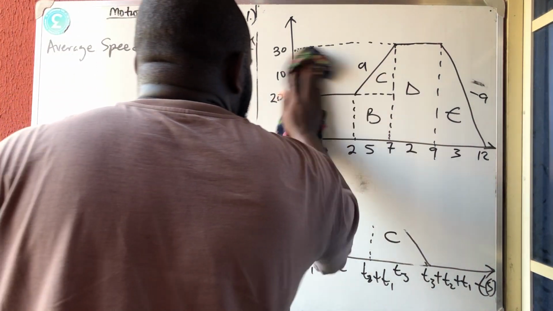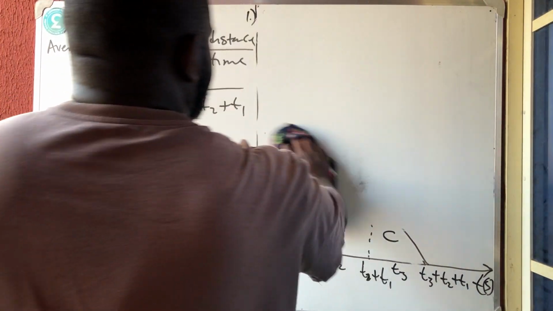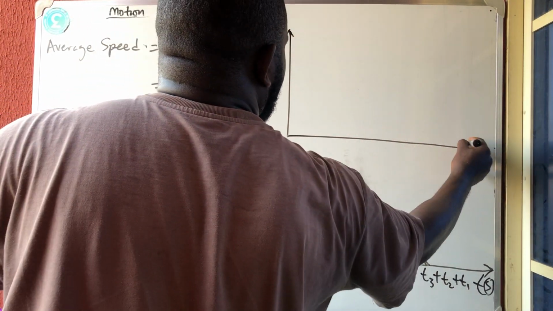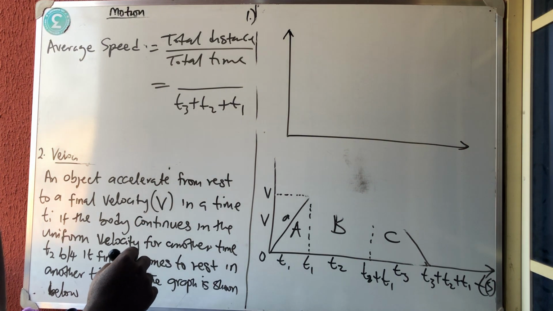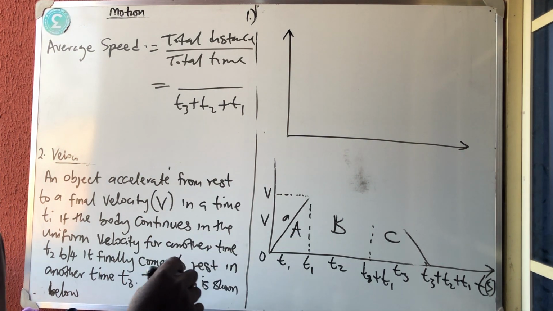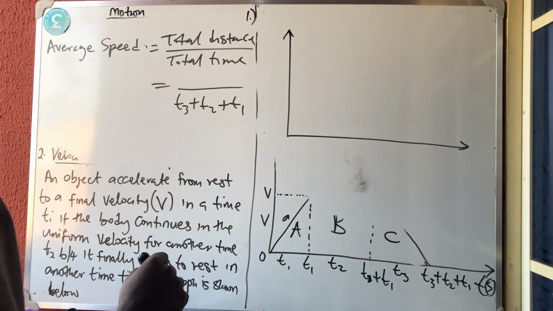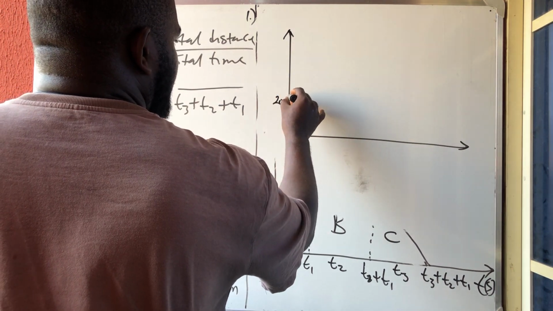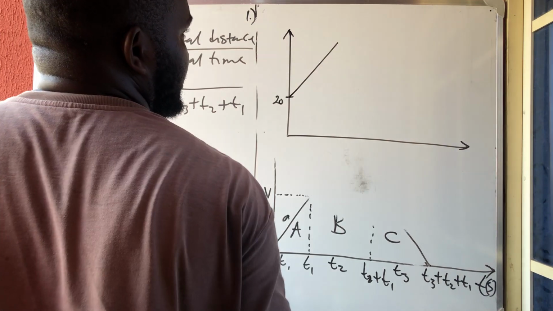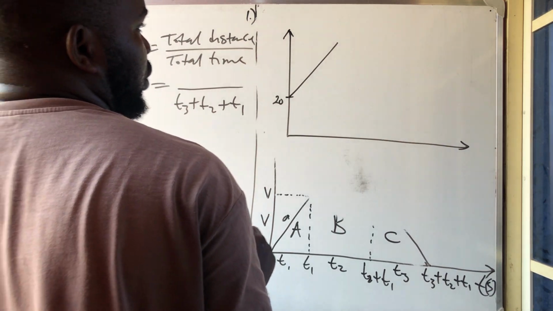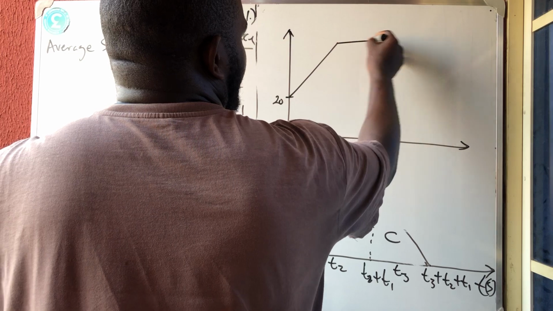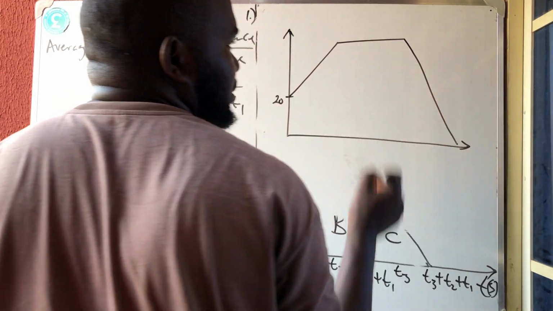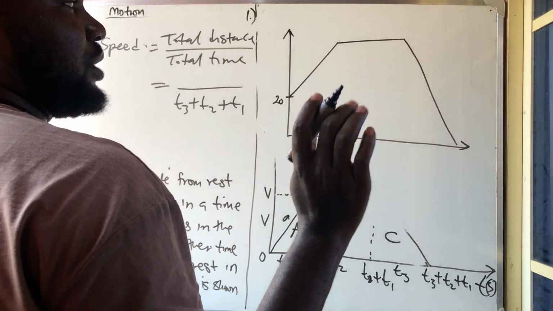Let me show you another way they can start. They can equally say that a body does not start from rest. In fact, this body starts with a velocity of 20, and they said acceleration. So from here, I'm accelerating. You see that? And then it moves with a constant velocity, and then is brought to rest. You see that? As simple as that.